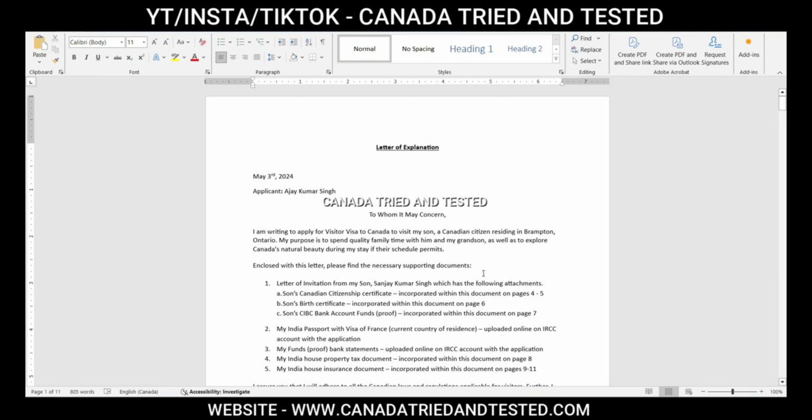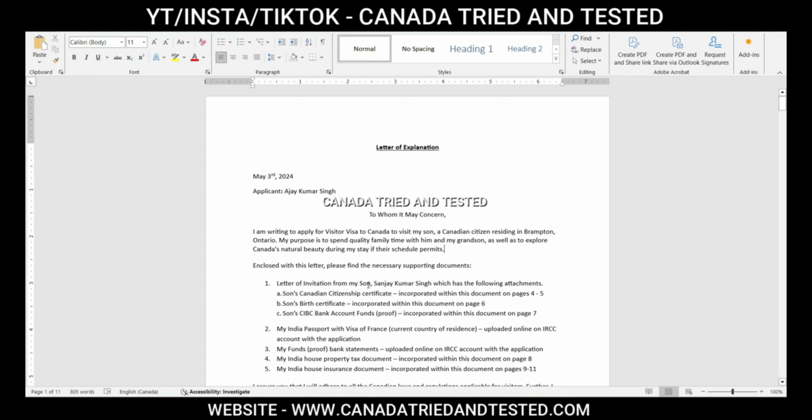Some of the documents you see here have already been attached in the visitor visa application. The link will be in the description, the video on how that online application looks and how it gets filled, and even there this attachment has gone. So you will see those references here, like letter of invitation from my son. You see here there are almost 11 pages. Other than the letter of explanation, there are other documents attached in this document.